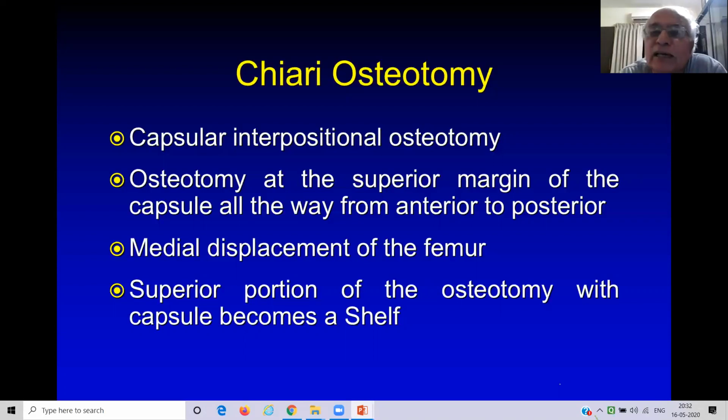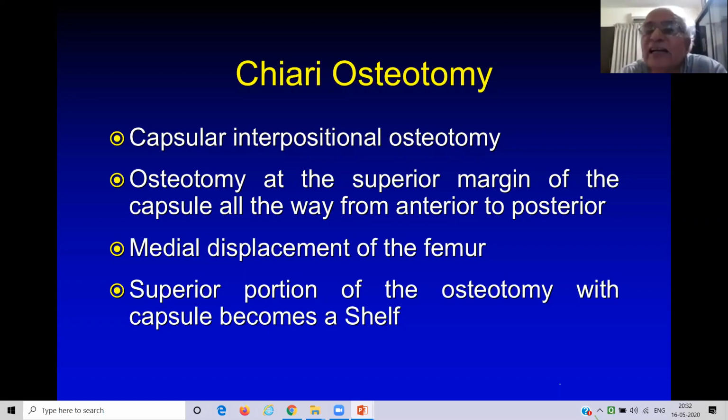It is a capsular interposition osteotomy. We do not open the capsule. We do not open the hip joint. It is pericapsular, which is very important. The osteotomy is at the level of the superior margin of the capsule, all around, anterior to posterior. You expose in front, expose behind, and expose on the iliac inside also. So all around it is opened up.